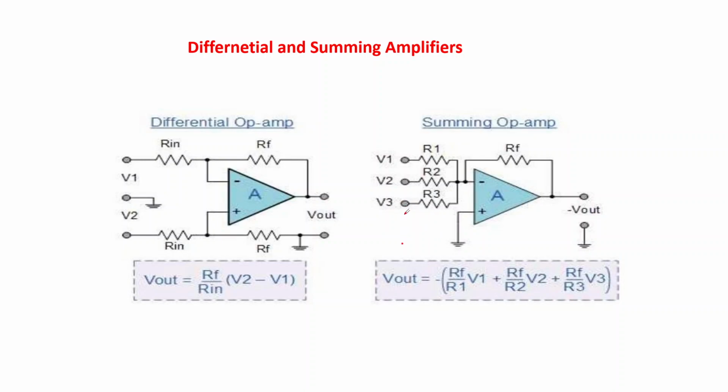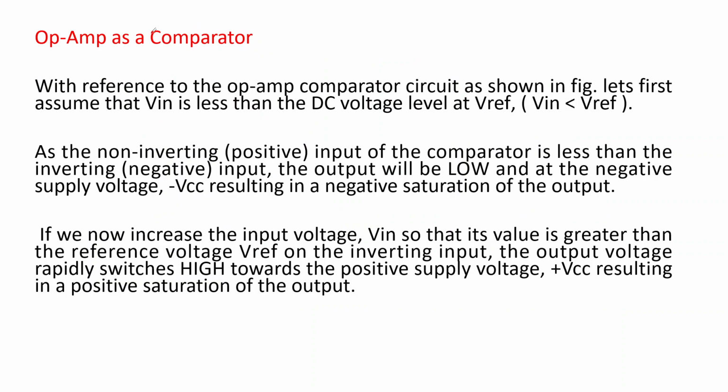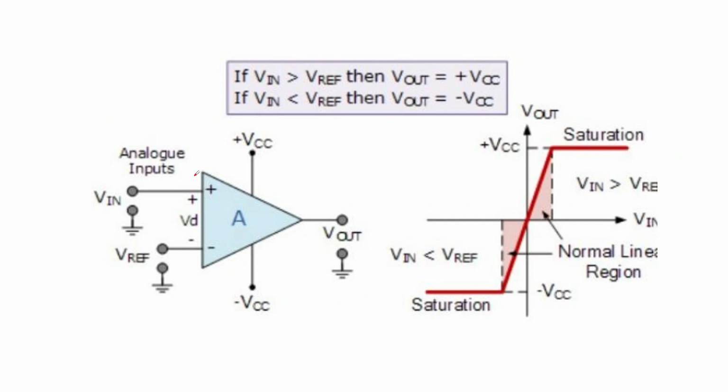The operational amplifier can also be used as a comparator. Looking at the diagram, this is the operational amplifier. The input is given to the positive terminal and the reference voltage is given to the inverting terminal. First, consider the condition where the input is less than the V reference. At that time the output is at minus VCC, the saturation condition. So the output is low.